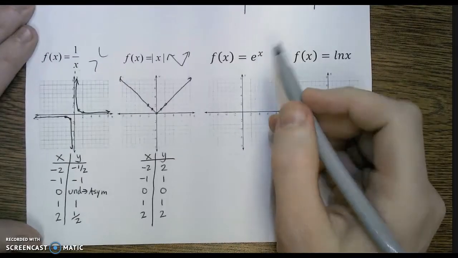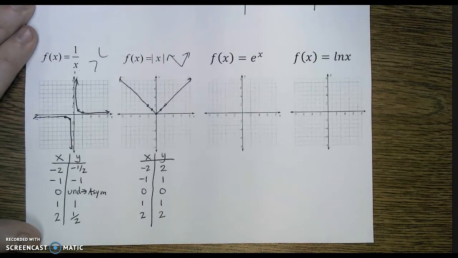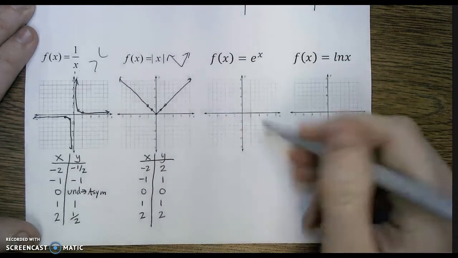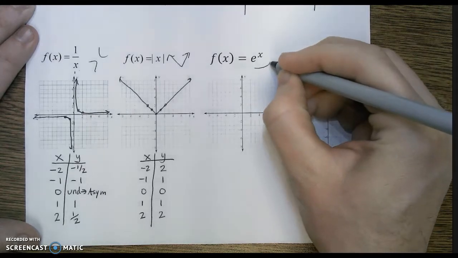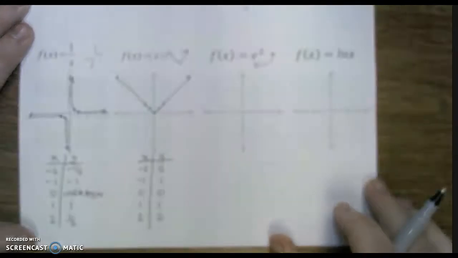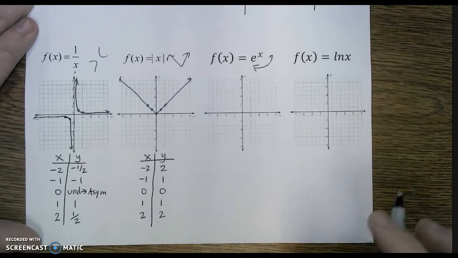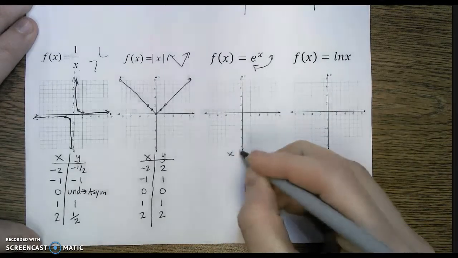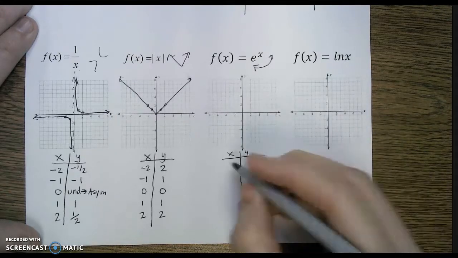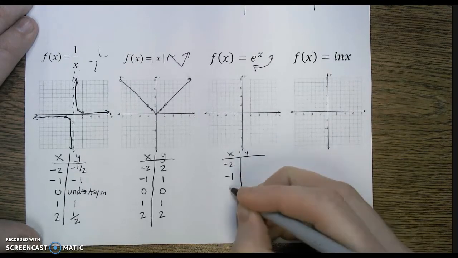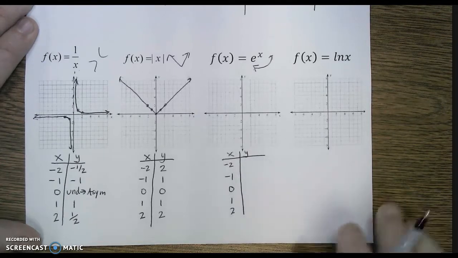Now we have our Euler number, or the natural base e. And so that one, you can plug in values if you want, but I know it's going to look like this shape. And let's plug in some values, although they're not really that useful. Let's plug in -2, -1, 0, 1, and 2. That's what we've been doing for the others.